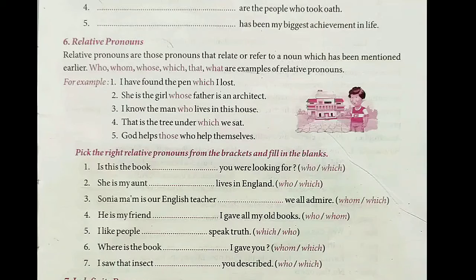This is the tree under which we sat. We are relating the tree, and we are remembering that we sat. God helps those who help themselves. Here we are relating God and the help given by God. So we are relating both using the pronoun those.